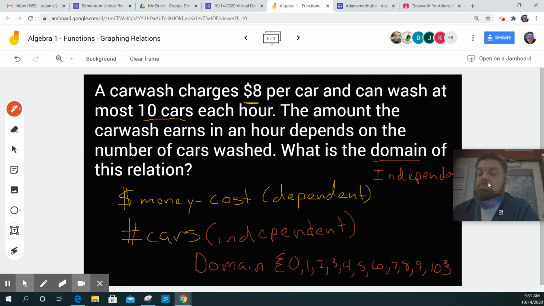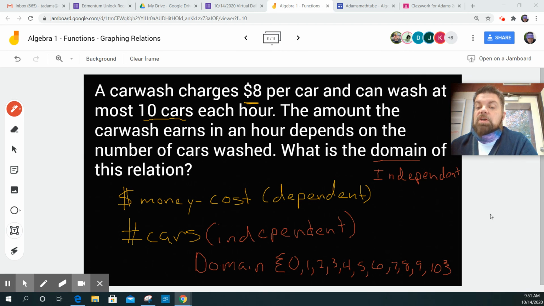So that's it. The domain of this scenario, of this real world situation, is that I could have 0 cars, I could have 1 car, and so on up to 10, and then the range is going to be $8 times whatever number of cars I have. Does that make sense?